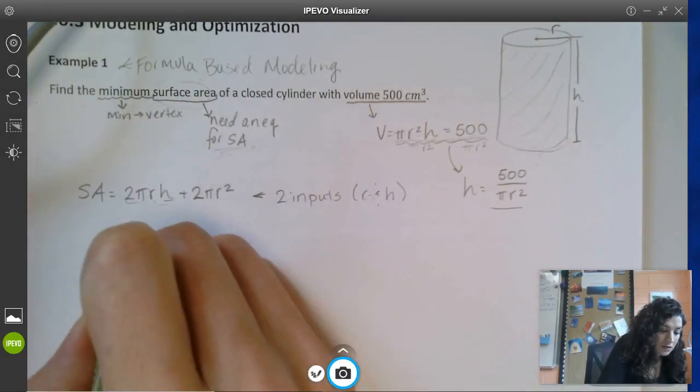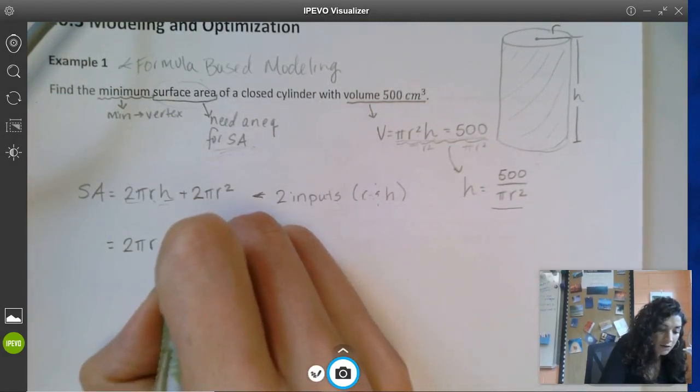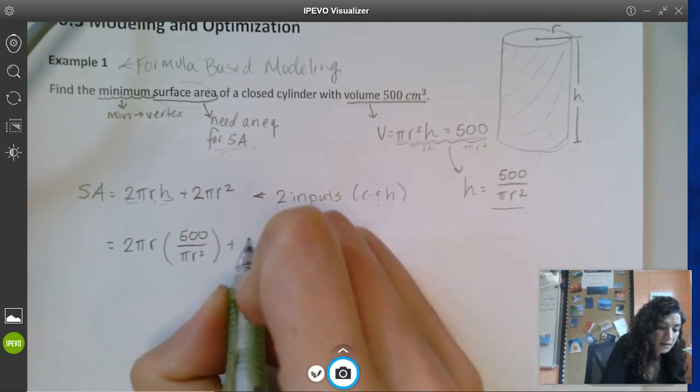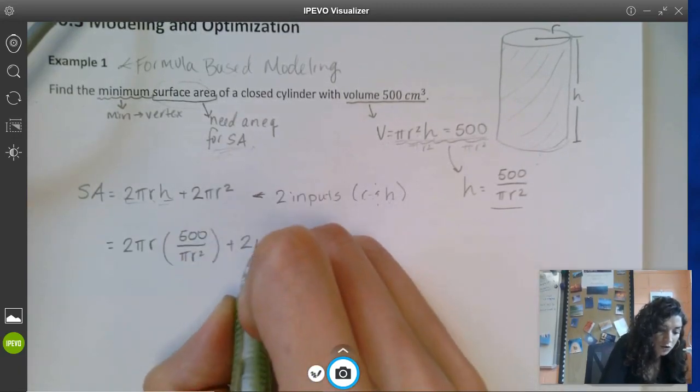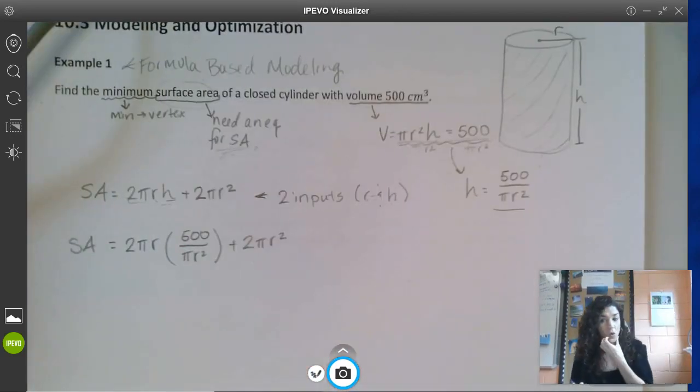So what I get is 2 pi r times, and instead of H, I write 500 over pi r squared. Plus, I just finish the equation, 2 pi r squared. Now, I could leave it like that, and that's totally fine. That is a complete equation. And now notice, how many inputs do I have?